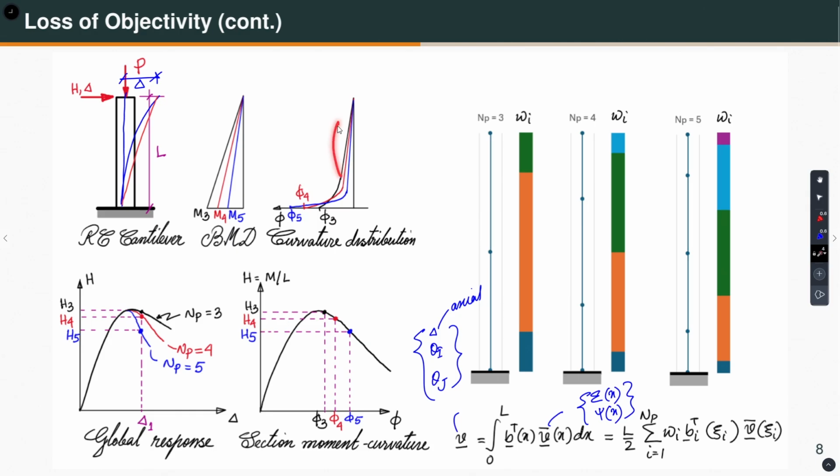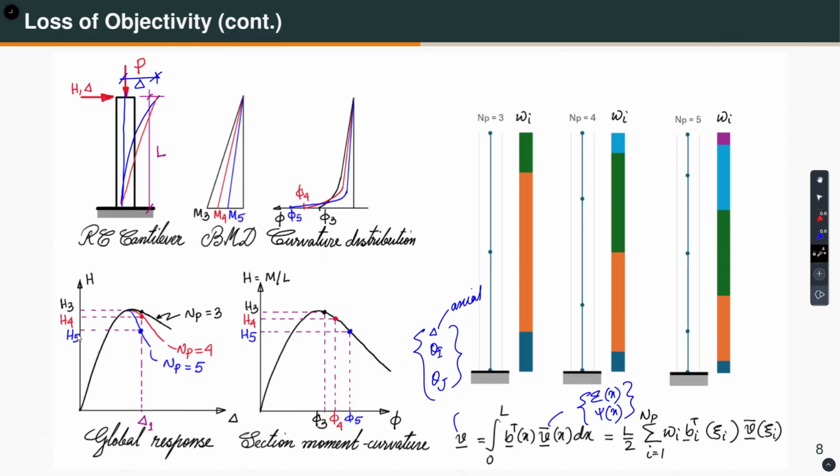So, the black is for the case of 3 integration points, the red is for 4, and the blue is for 5. You can see that phi 3 is smaller than phi 4, which is smaller than phi 5. Okay, and accordingly the bending moment diagram is also changing, and we are losing the objectivity in the global response. Losing objectivity meaning that it is becoming dependent on the number of integration points. So, this is what is happening.